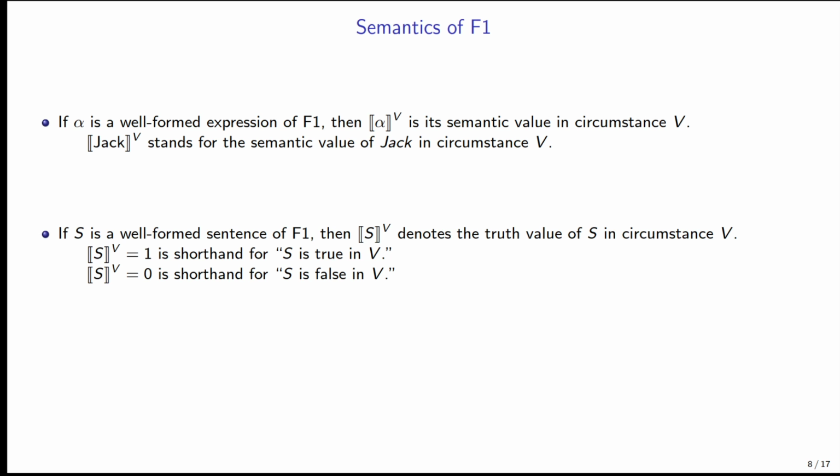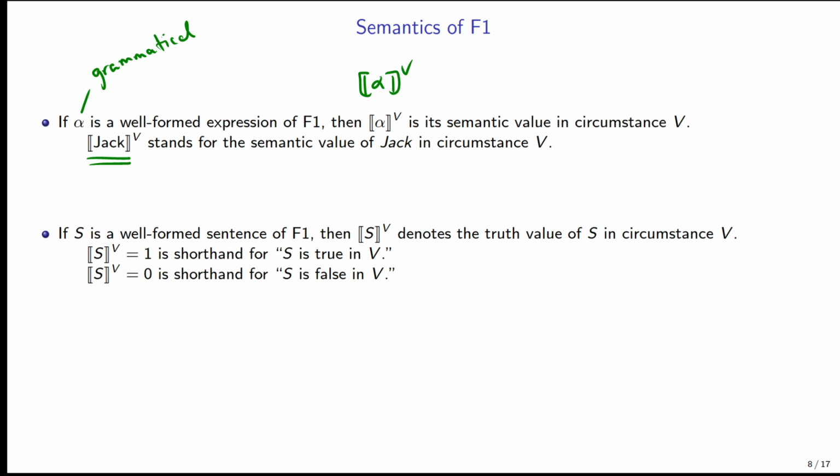So as a reminder, if alpha is a well-formed expression of F1, this just basically means that it is grammatical and drawn according to our syntactic rules in F1. Then we put the double brackets around alpha with a V above it, and that's its semantic value in that circumstance V. So if we have Jack in these semantic value brackets, then that is the semantic value of Jack in circumstance V. So these go for words, connectives, and phrases.